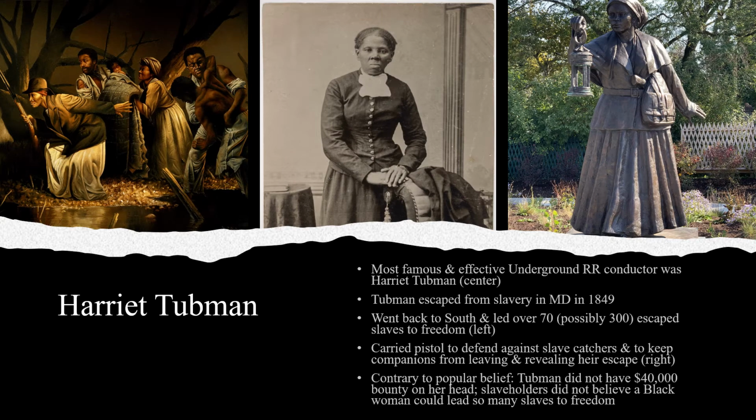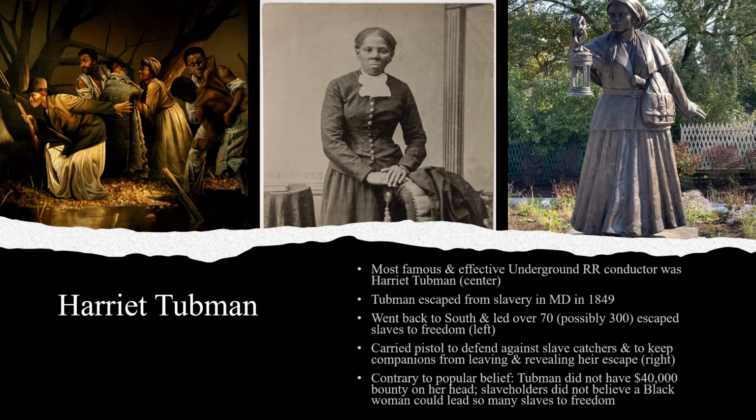One of the most famous Underground Railroad conductors was Harriet Tubman, an escaped slave from Maryland. Tubman escaped from slavery in 1849. In spite of the toughening of the Fugitive Slave Act, Tubman risked her freedom and traveled back to the South 13 times, rescuing over 70 enslaved people over the course of 8 years, although some think that she may have rescued as many as 300.